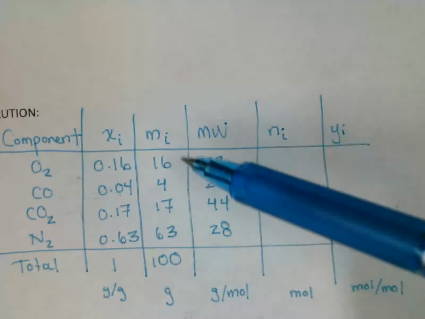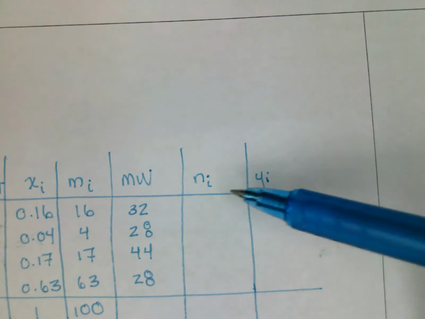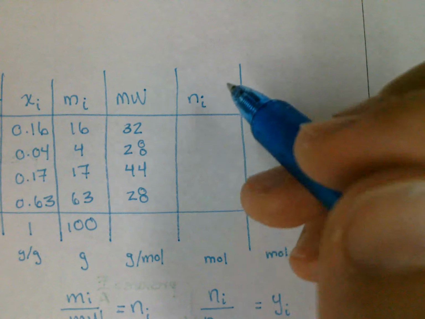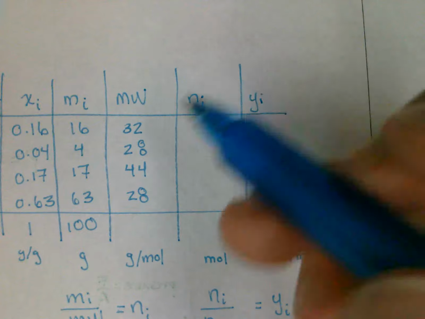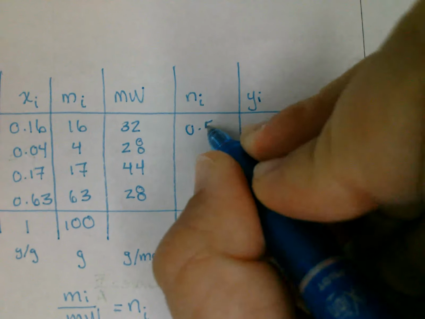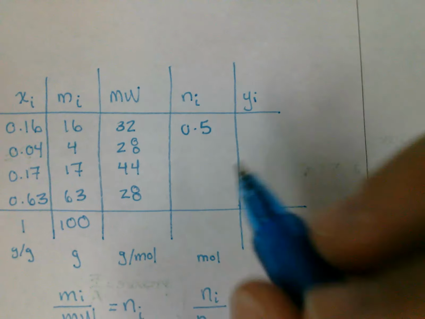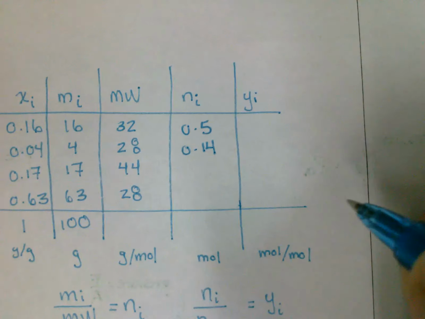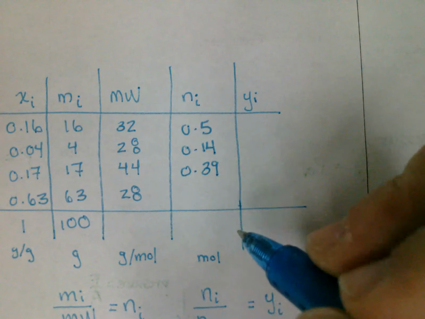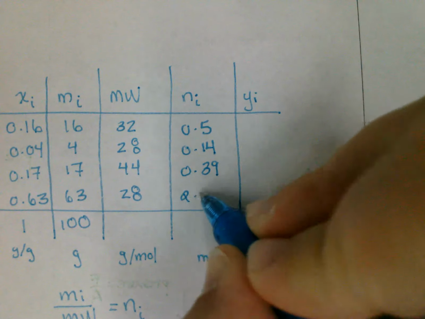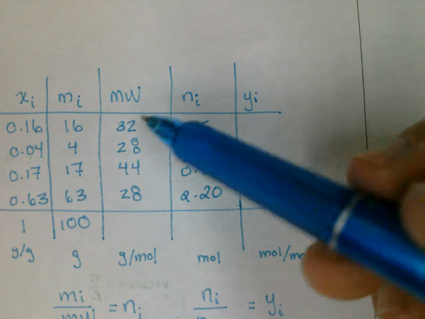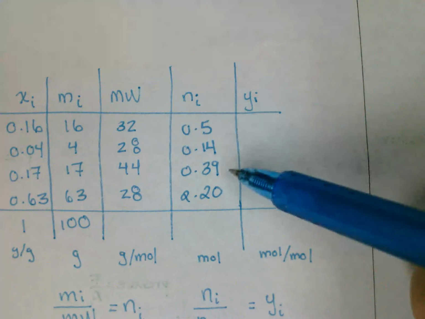So let's do that, right? We've got mass, we've got molecular weight. Now let's go and grab the number of moles. There we go. Let's center that up on the page for you. All right. So if I take mass divided by molecular weight, for oxygen, I'm going to get 0.5 moles. For carbon monoxide, I'm going to get 0.14. For carbon dioxide, I'm going to get 0.39. And then for nitrogen gas, I'm going to get 2.20. So check my math. If you're not sure how we got those numbers, I'm taking the mass and dividing it by the molecular weight.